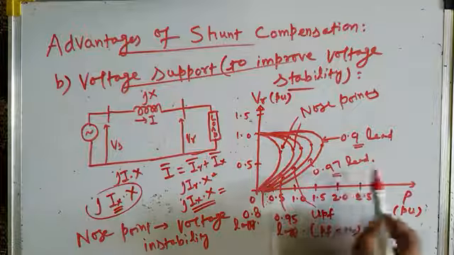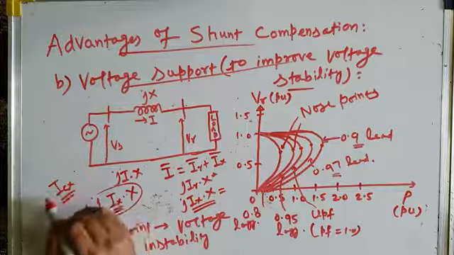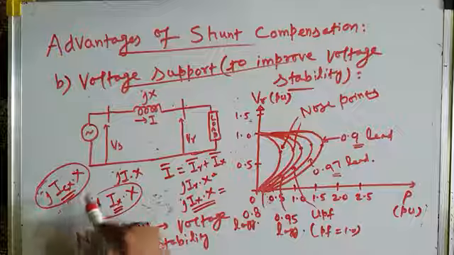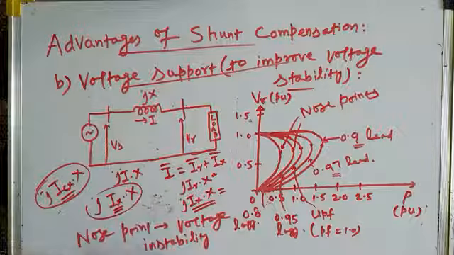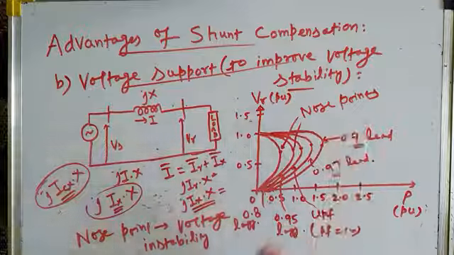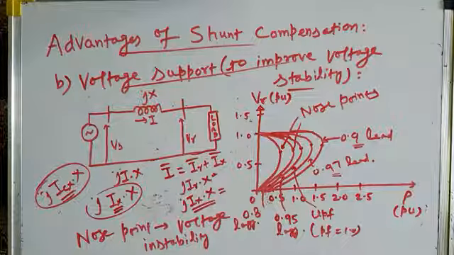Because when we say leading power factor load, then this means Ix will be ICX. This will be the capacitive component of the current, and it will result in a voltage drop of opposite polarity. And this voltage drop will nullify the reactive voltage drop. In other words, it will increase the receiving end voltage. So therefore, as we move from lagging power factor operation to leading power factor operation, the nose point shifts towards the right and more voltage stability occurs, and there is improvement in the receiving end voltage.